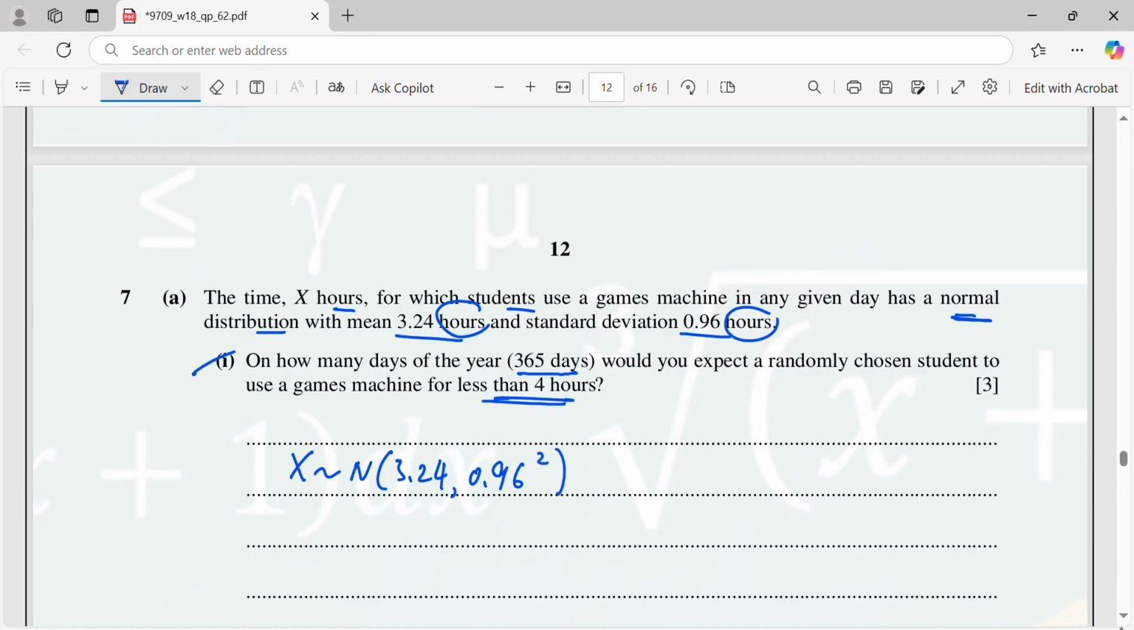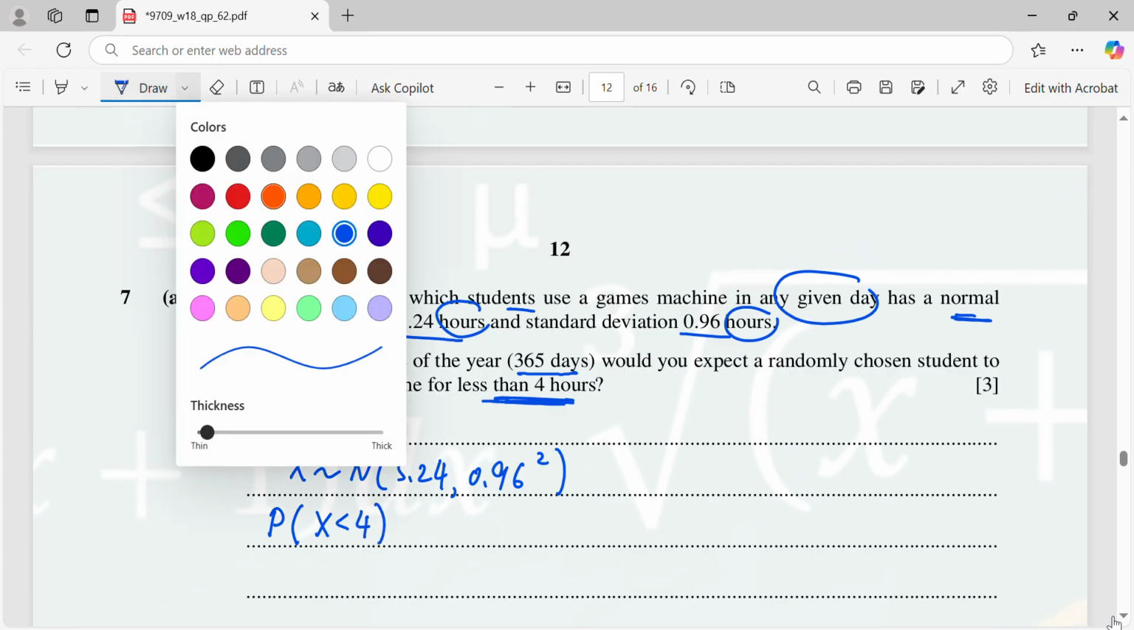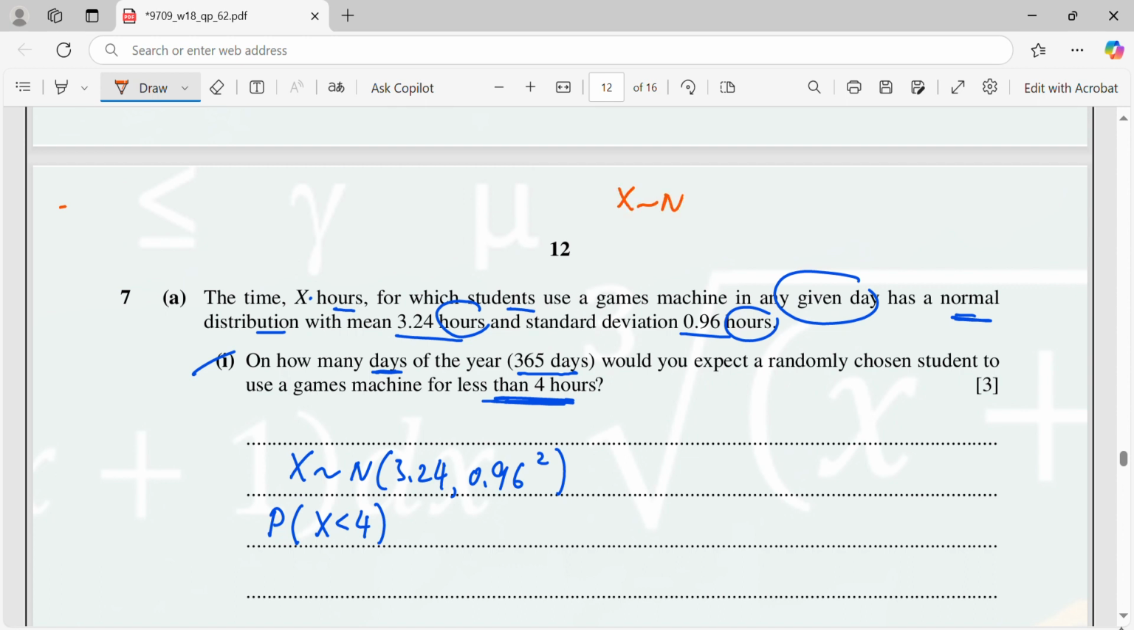And then from here, you need to count how many days. But before we count days, we have to count the probability first, right? Because the x is on a given day, right? So P(x < 4 hours). So when x is less than 4 hours and this is normally distributed, let's look at the formula.